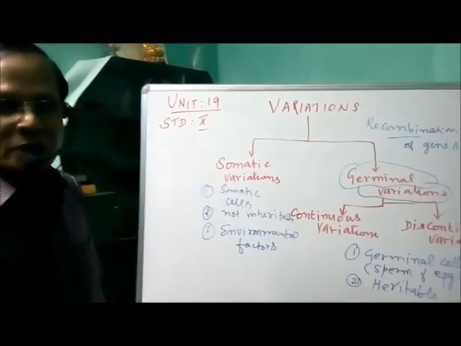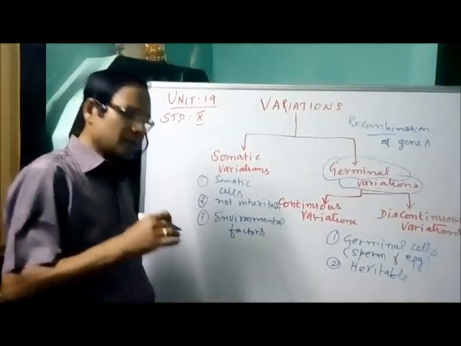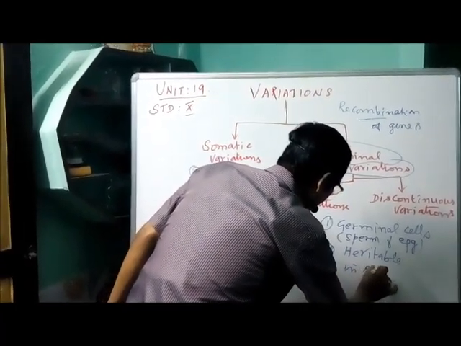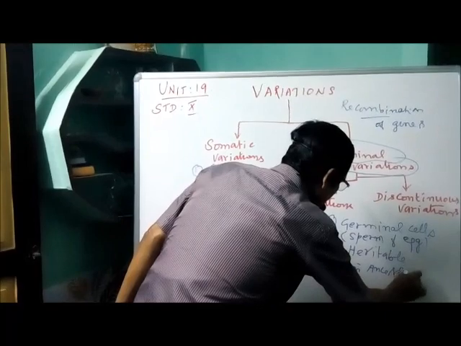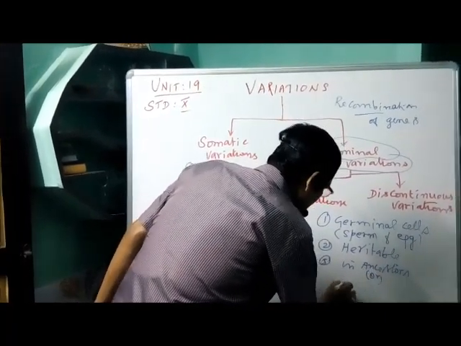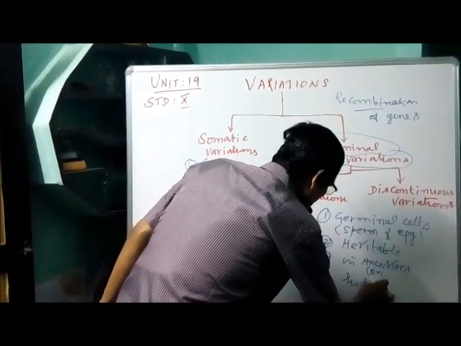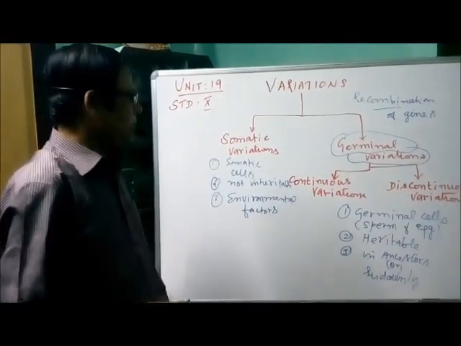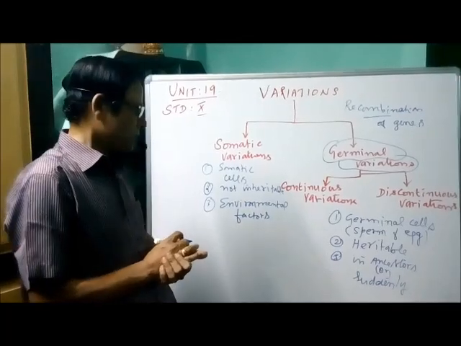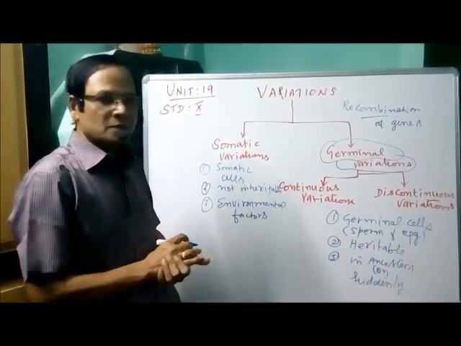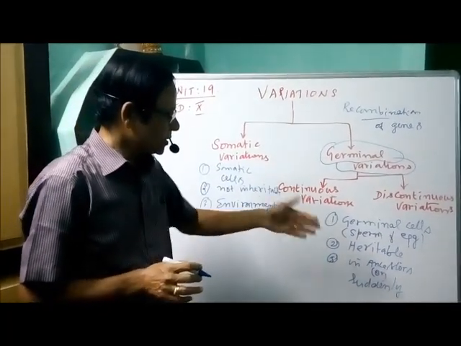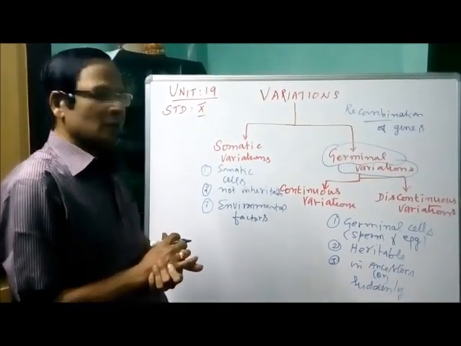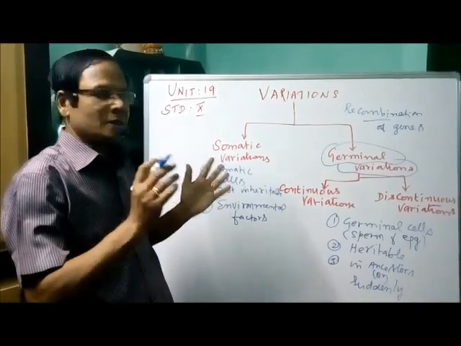And these variations are either already there in ancestors or occur suddenly in an individual. That's about the germinal variations. So, they occur in the germinal cells, and any change is heritable. They occur in ancestors, or in individuals they occur suddenly.